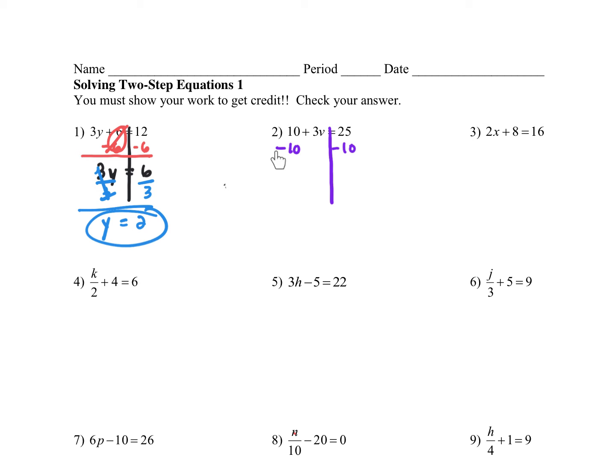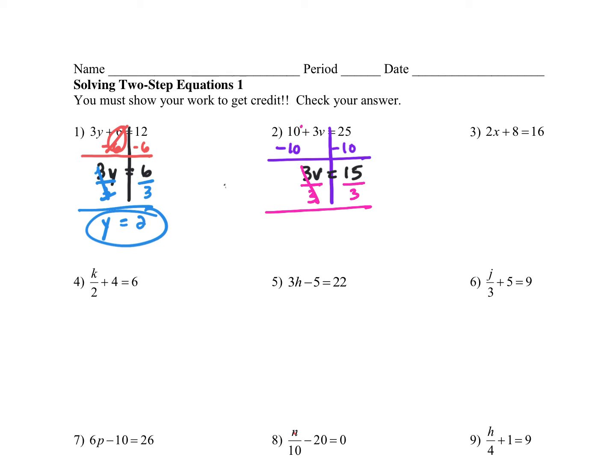I'm not using minus 10 because there's a plus sign here. I'm using it because I see 10, so I'm taking away 10. So what's left over is 3v on this side, and on the other side, I have 15. So now 3v side by side means it's multiplying, so we're going to do the opposite. We're going to divide by 3. Divide by 3 on this side, divide by 3 on this side.